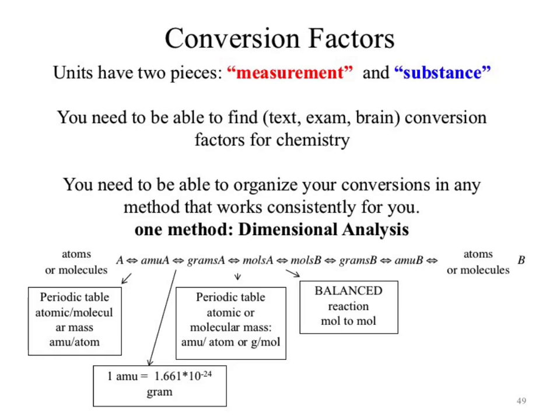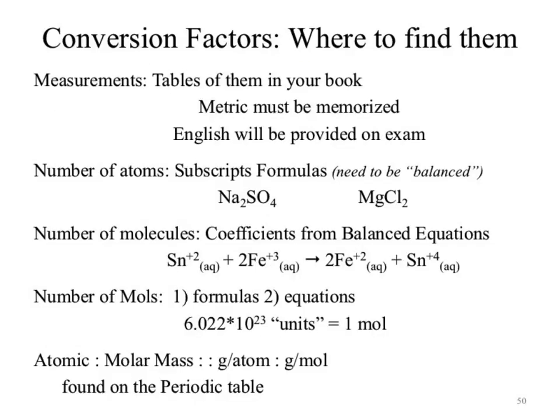I don't like the idea of dropping it in a line because that makes it look like, oh, you just have to do all of these conversions. You don't. Depending on the question, you could be dropped in any one of those individual places. Okay, so a slightly better format would be something like this. To convert measurements, there's tables of them in your book. Metric must be memorized. Which metric? Kilo, centi, and milli. You have to have those memorized. The English conversions, measurements, will be provided on the exam if you're expected to use them.